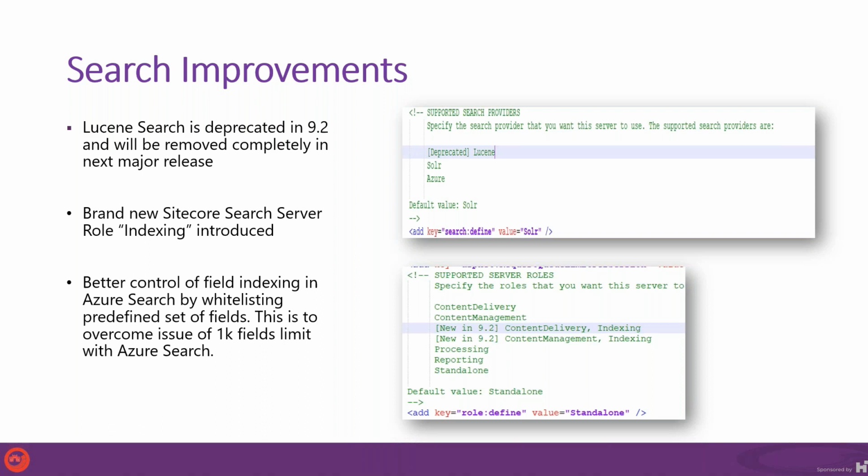It also defines a predefined set of fields, so it will not index all the fields that are there out of the box. If you want to index any field, you need to configure it in that list. This has been done only with the Azure Search default configuration. You can find that.